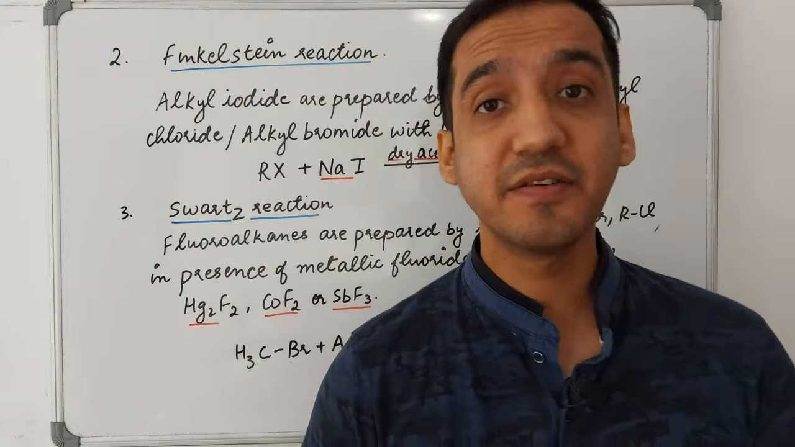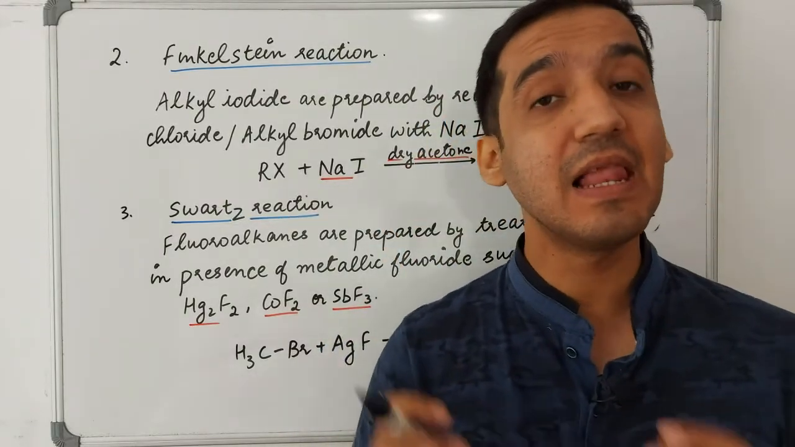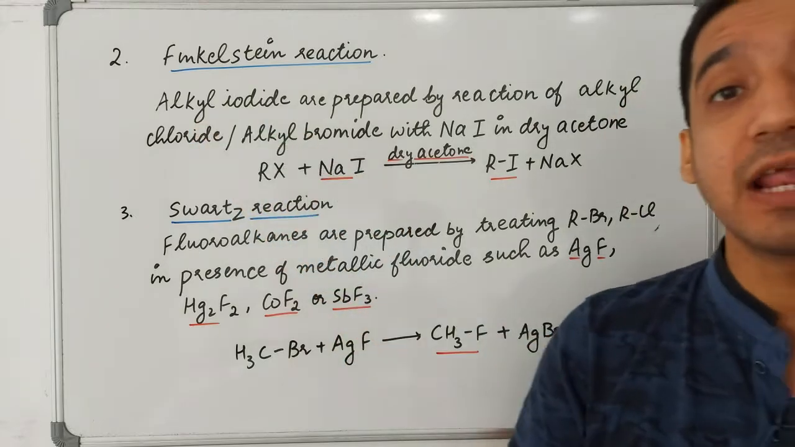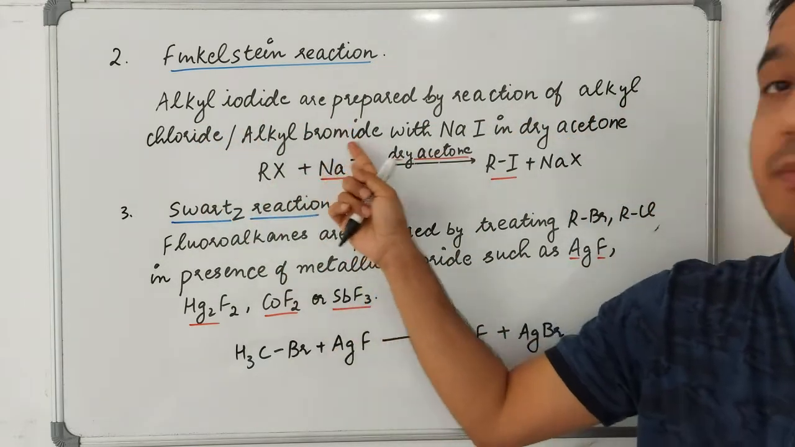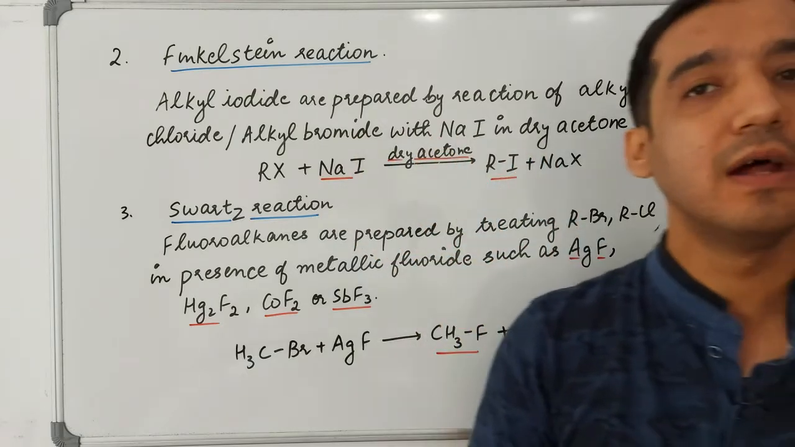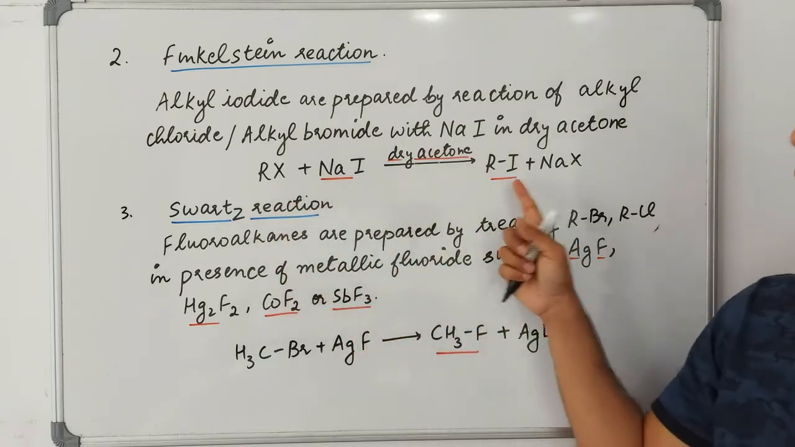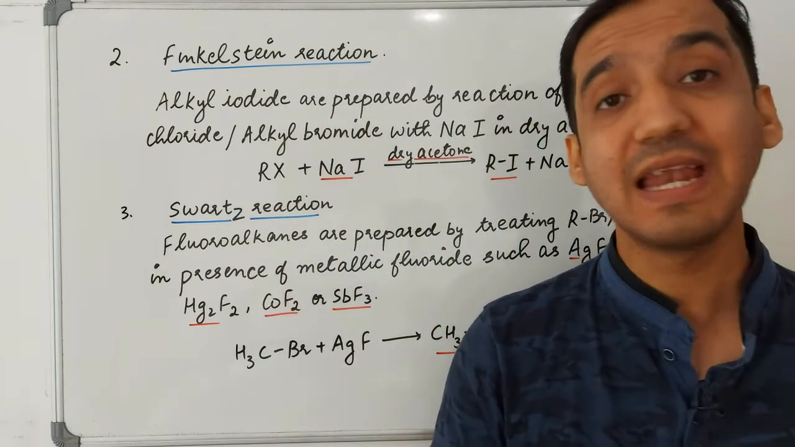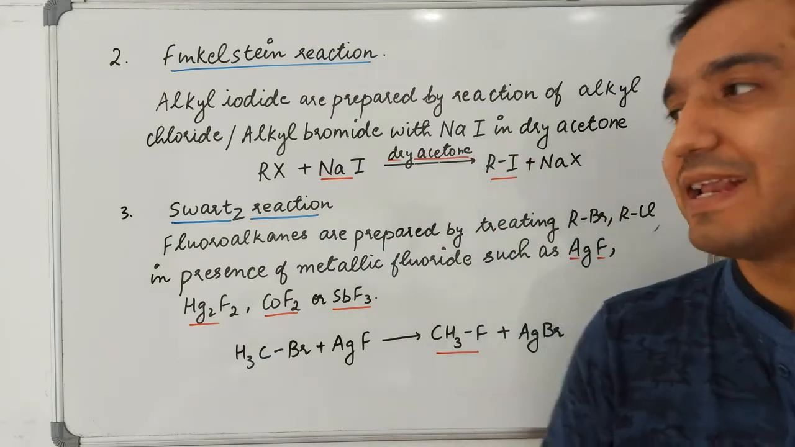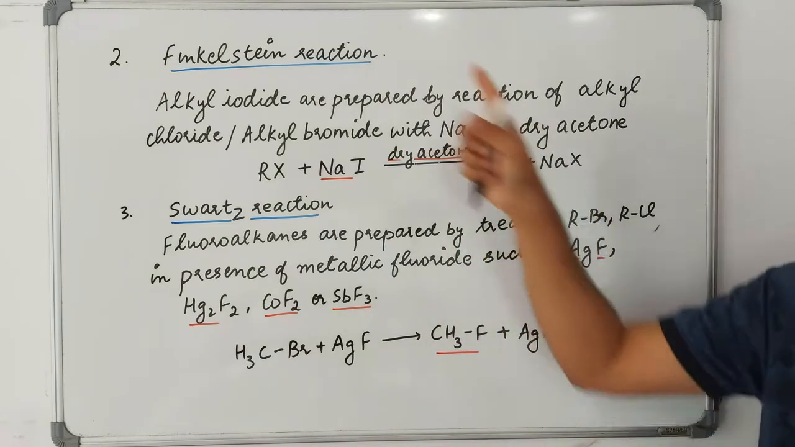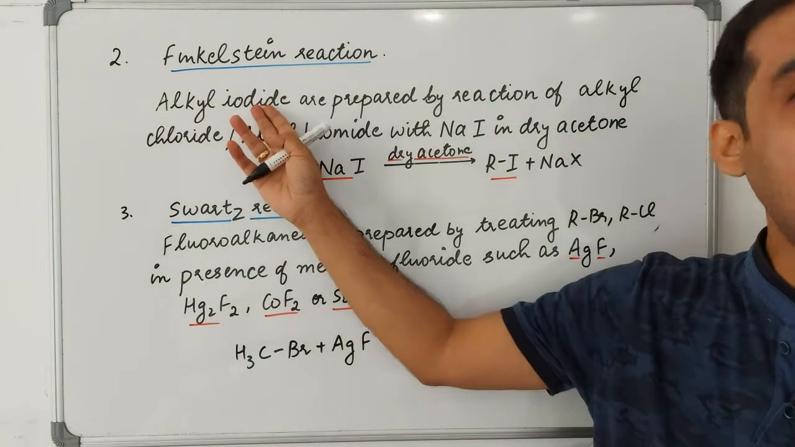Next name reaction is the Finkelstein reaction. In the Finkelstein reaction, we prepare alkyl iodide. Alkyl iodides are prepared by reaction of alkyl chloride or alkyl bromide with NaI in the presence of dry acetone. Suppose you have RX, where X can be chlorine or bromine. You react it with NaI in dry acetone, resulting in the formation of alkyl iodide and NaX. So in the Finkelstein reaction, you can prepare alkyl iodides.